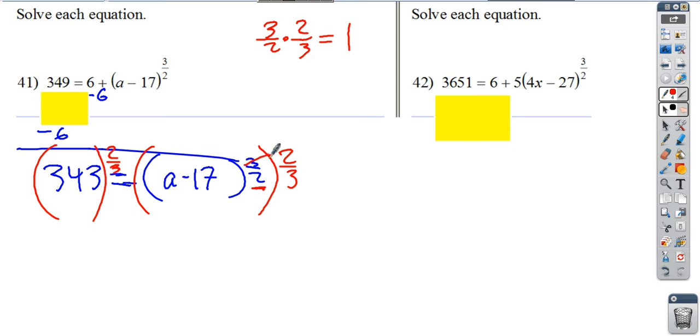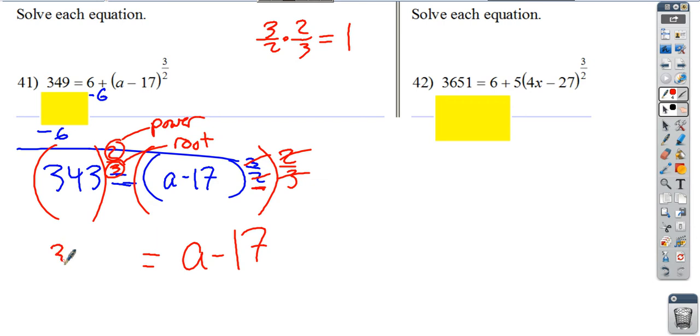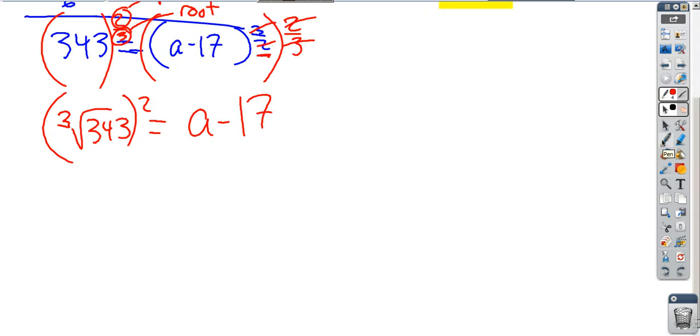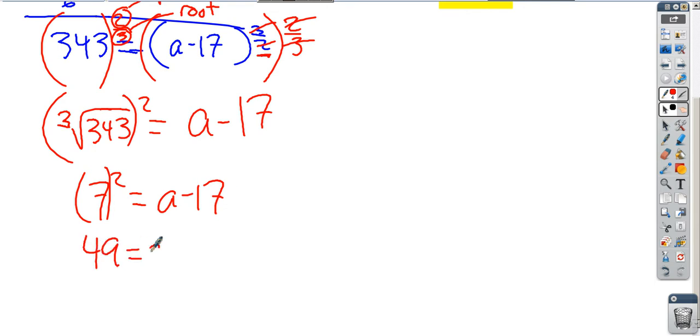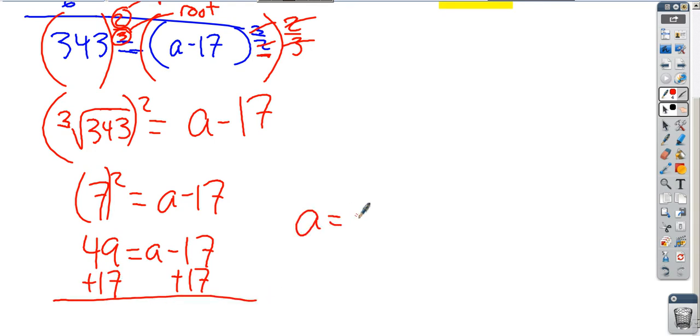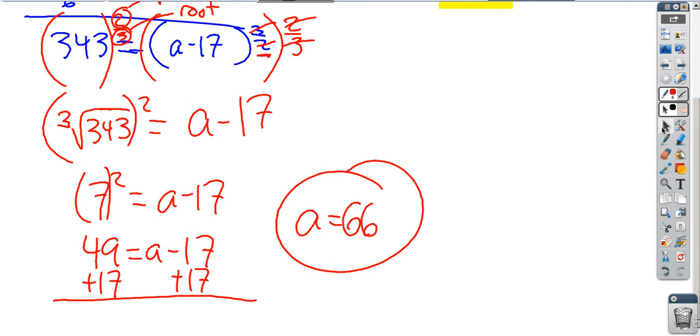So now 3 halves times 2/3 just equals 1, and now we have an easy equation to solve: a minus 17. How do you do this? This number, remember, means what root you're taking, and this means what power you're raising to. So we're taking the cube root of 343, and then we're squaring that. We're raising it to the second power. What is the cube root of 343? What number times itself 3 times is 343? That would be 7, and 7 squared is what's left over. 7 squared is 49, so 49 equals a minus 17. We'll add 17 to both sides, and we will wind up with a equaling 66 as our answer.